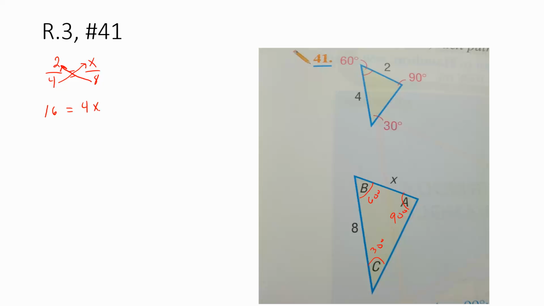And then you just solve this equation for x. We have 4 times x, so to undo that, we divide by 4. That tells me that x is equal to 4 because 16 divided by 4 is 4.